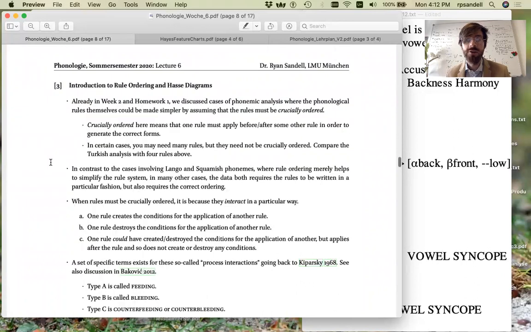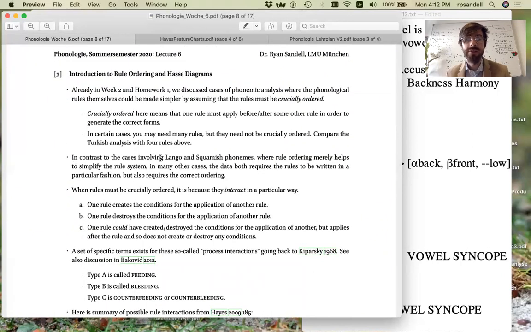In contrast to the cases involving phonemic analysis, the case involving Lango that I discussed in the lecture from week 2, and the analysis of phonemes in Squamish in the first homework assignment, there having rule ordering merely helped to simplify the rules a little bit. It wasn't essential for obtaining a correct analysis that could generate the data. There are other cases in which the data will require the rules to be written in a particular way, and generating the data will also require a correct ordering.